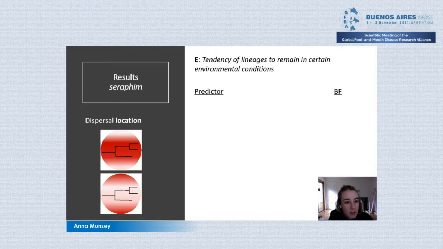On the left, you'll see our hypothesized environmental factors. On the right, the associated Bayes factors. A Bayes factor greater than 3 is considered a positive association. A Bayes factor greater than 20 is considered a strong association. Our first hypothesized predictor was drought. We used SPEI, which is a measure of drought. And there were no significant findings for this analysis.